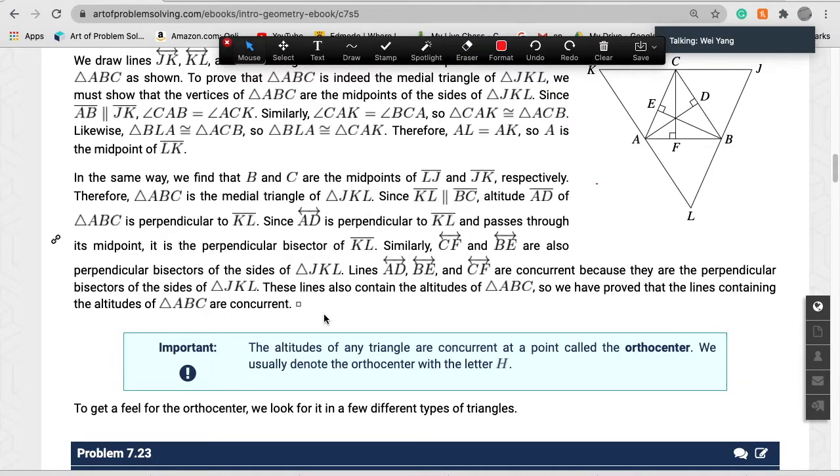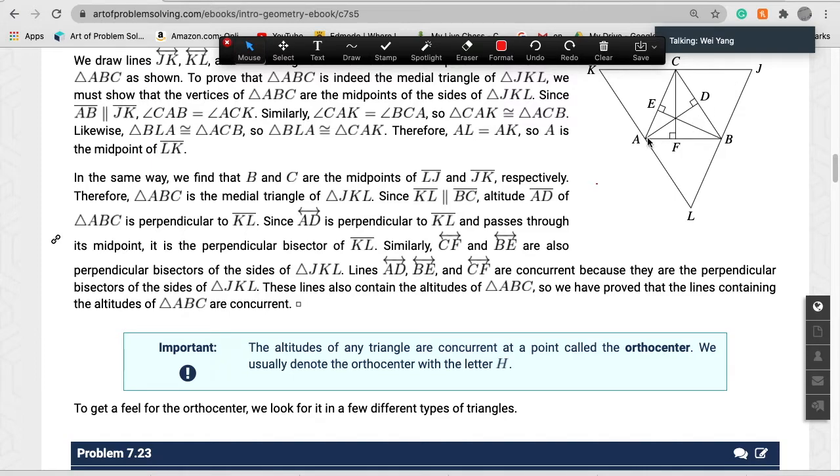Okay, now did you understand the logic here? In this problem, we try to prove these three altitudes AD, BE, CF are concurrent. That means we try to prove these three altitudes intersect at a common point, right? To prove that, we now prove these three lines AD, BE, and CF are actually the three side bisectors of triangle KLJ, right?